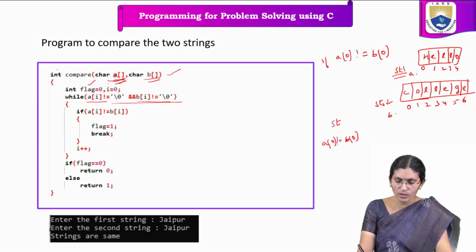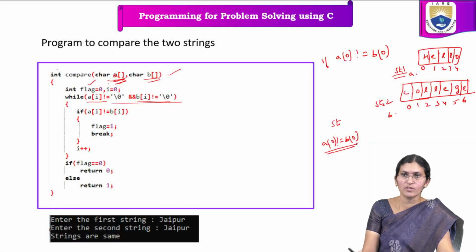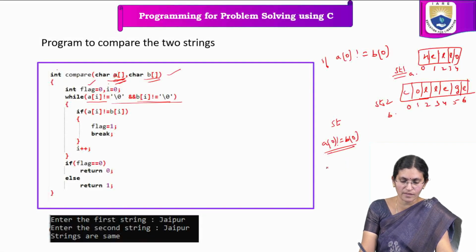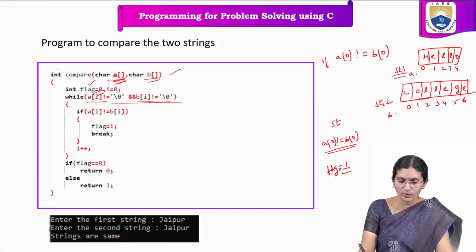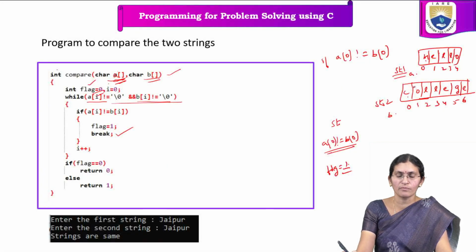If these two are not equal, then flag value is assigned 1. Flag is equal to 1. So initially flag is equal to 0. So flag is equal to 1. So there itself the loop will break. So even if one character is not similar, so here H and C both are not equal.